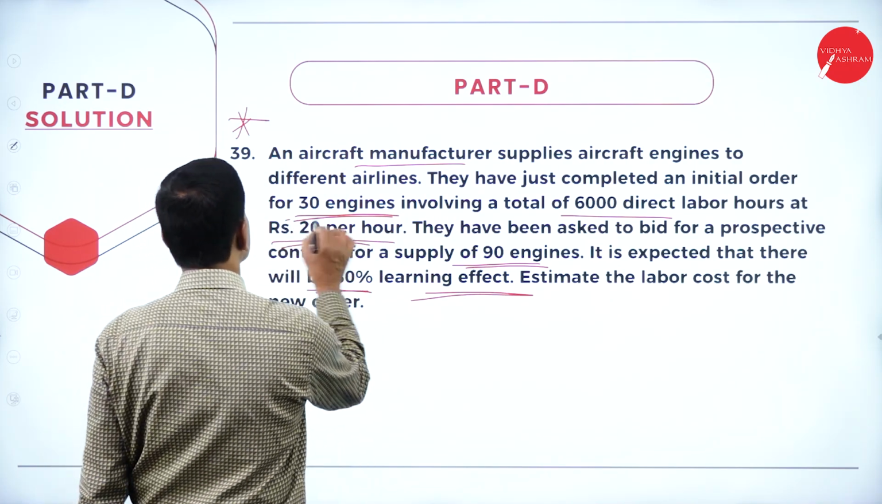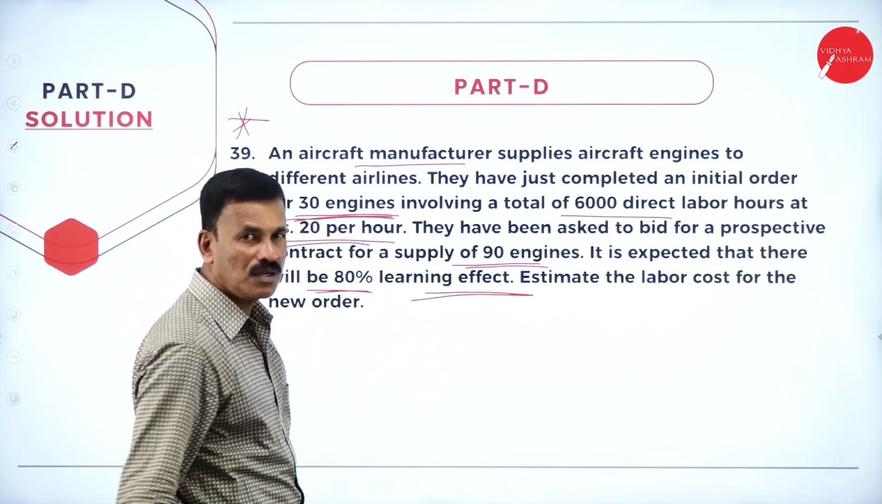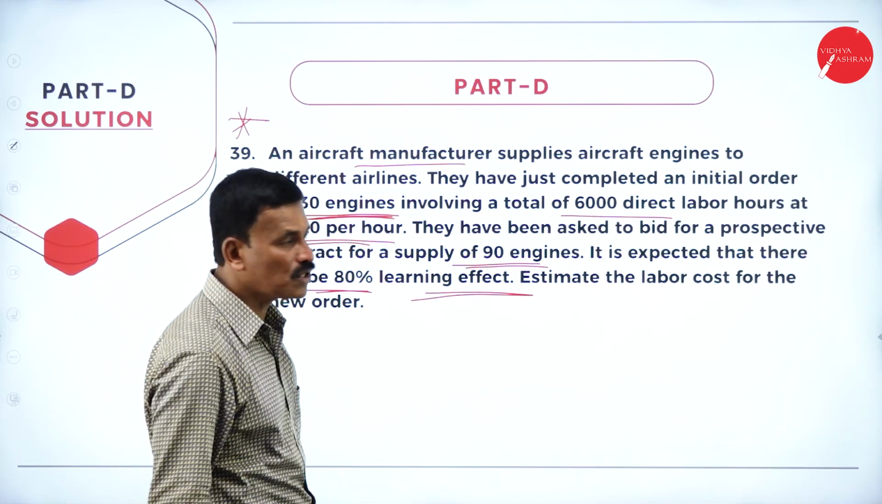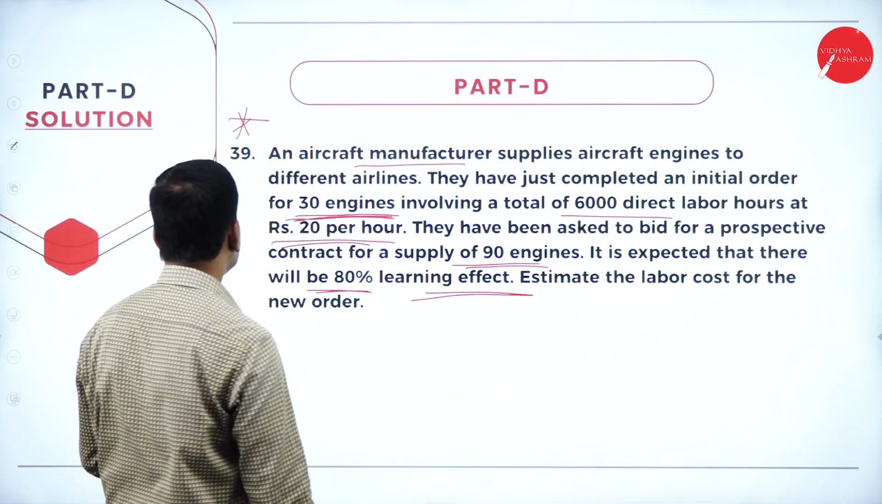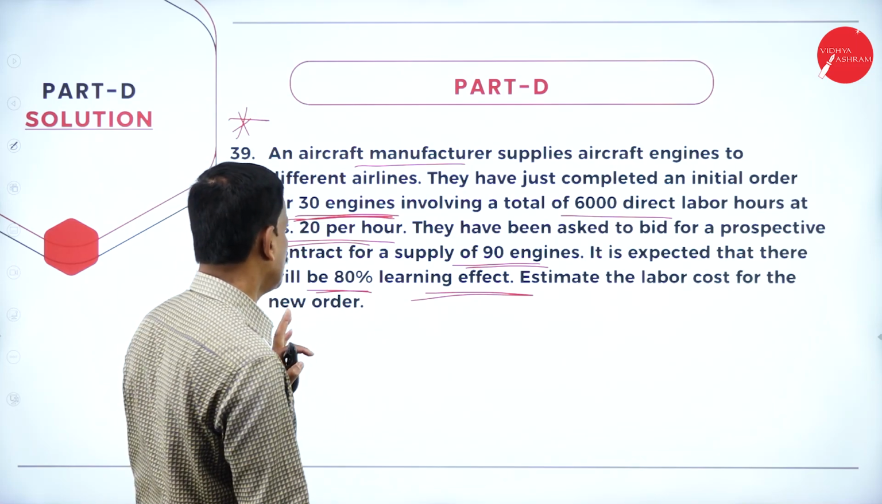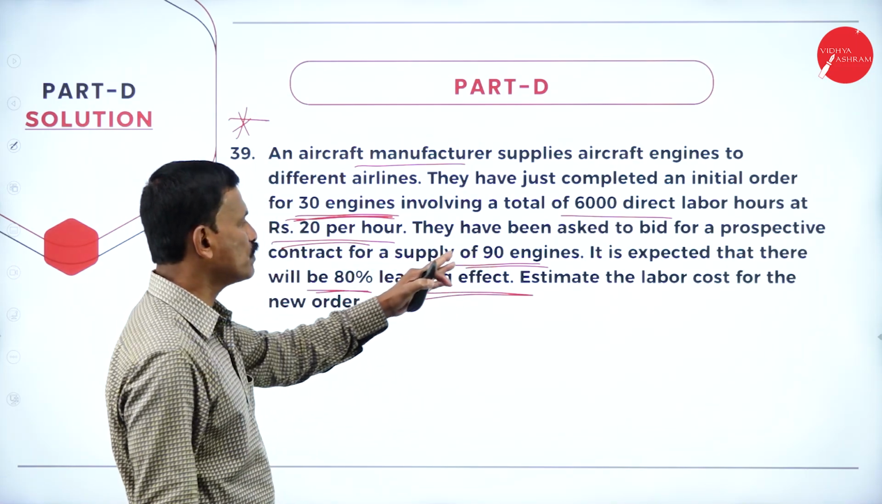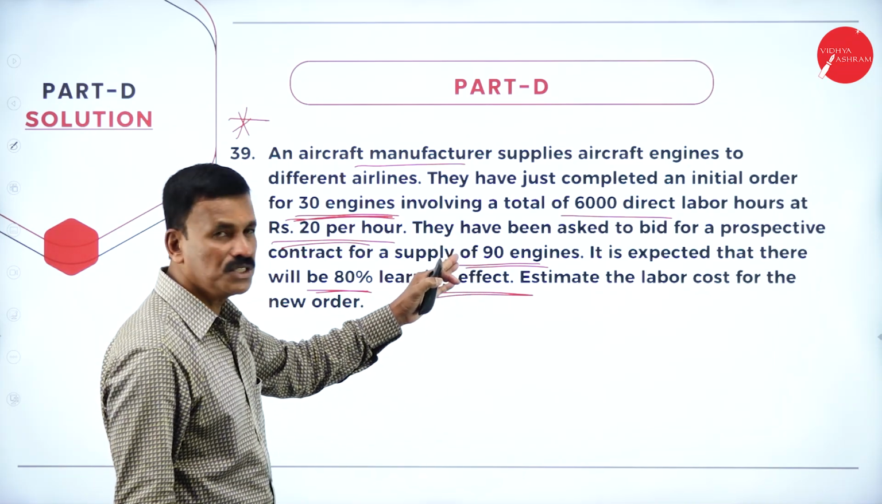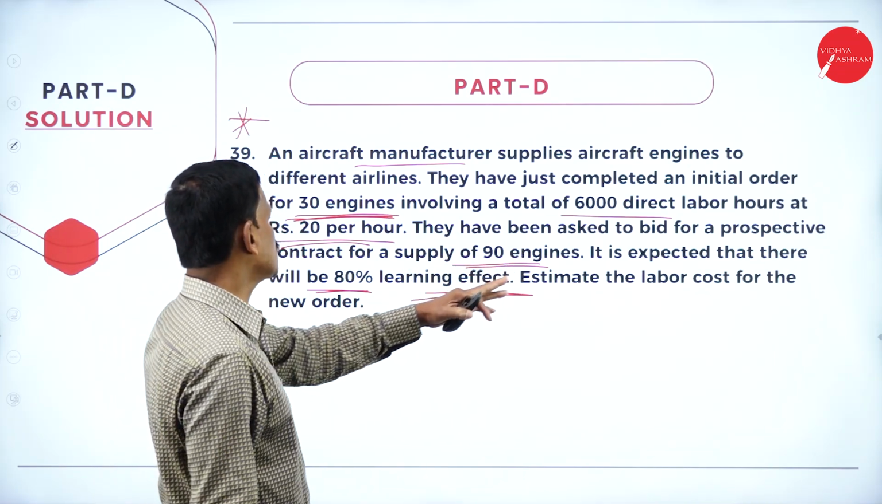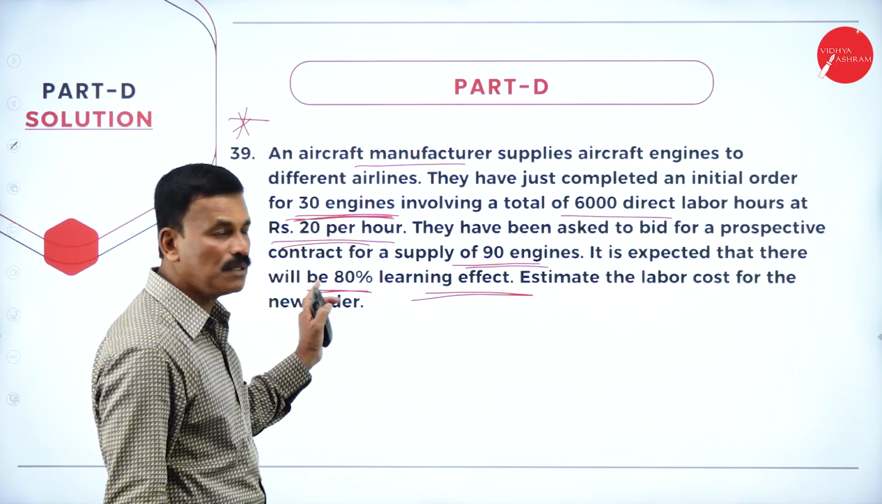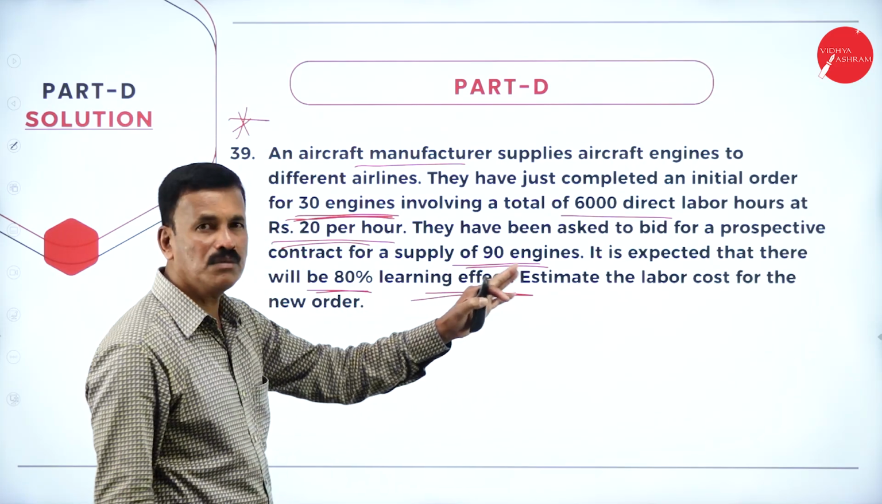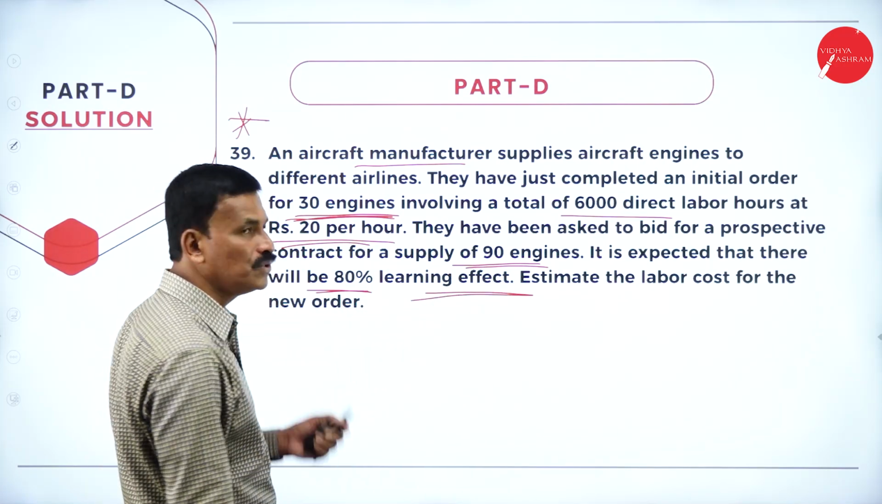First, what is the initial order? 30 engines, involving a total of 6,000 direct labor hours at rupees 20 per hour. Now, they have been asked to bid for a prospective contract for a supply of 90 engines. It is expected that there will be an 80% learning effect. Estimate the labor cost for the new order.